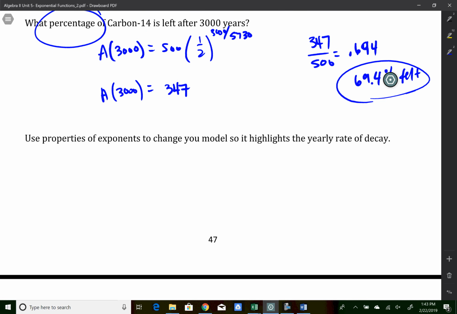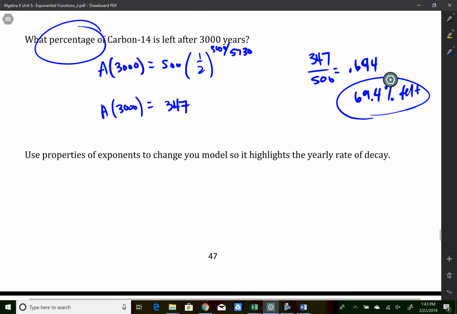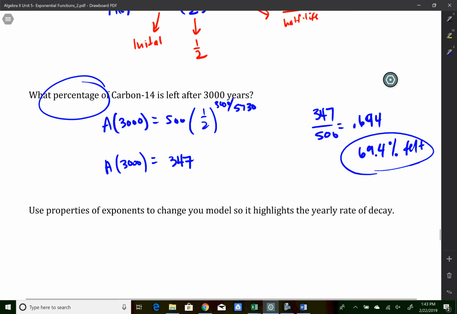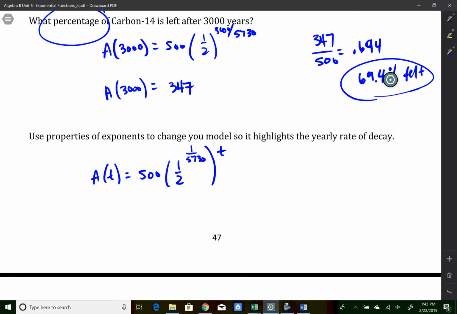Then it says, use properties of exponents to change your model to highlight the yearly rate of decay. So again, we have a half-life here. I want to get it so that the value in the exponent is just t to represent years. So I have A of t is equal to 500 times 1/2 to the exponent of 1 over 5,730, all to the t. Just like I did in previous lessons, I want to isolate the exponent of t, so it's years now. So then if I plug that into my calculator, I'm going to use 0.5, it's just easier to type in. You could use 1/2, it doesn't matter.